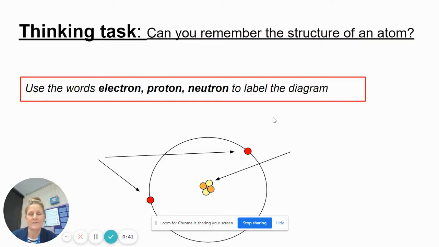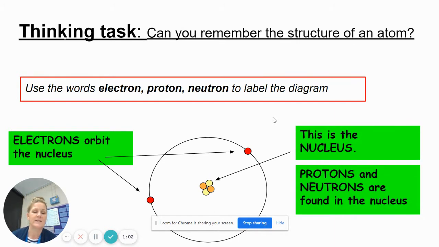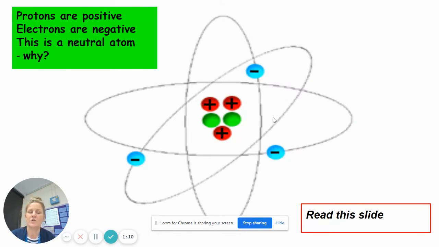Okay, start a task. Take a look at this and think. So the particles around the outside of the atom are called the electrons, and the central part, the nucleus, contains the protons and the neutrons. Well done if you remembered that. And this is important. The other thing we need to know about atoms is that atoms are neutral. Neutral means they don't have a positive charge and they don't have a negative charge.